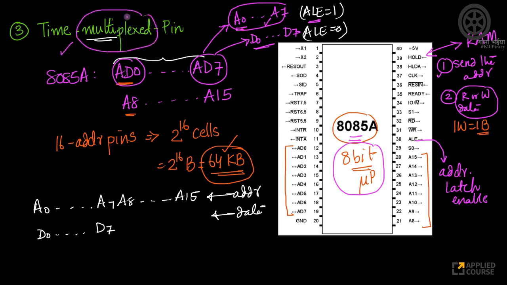And why is it called multiplexing? Because the same pins are used for two different tasks at two different times based on the value of another pin. Very, very important. We do not use the same pins for both tasks at any time, because if you look at the sequence of steps, first we send the address, then we read or write the data. That's how the whole thing works.